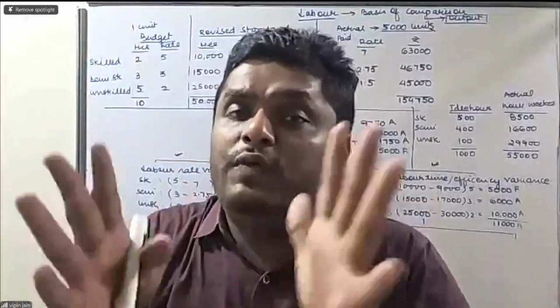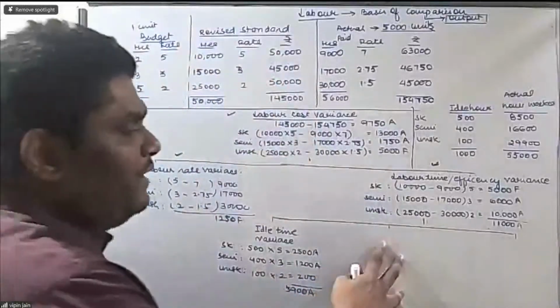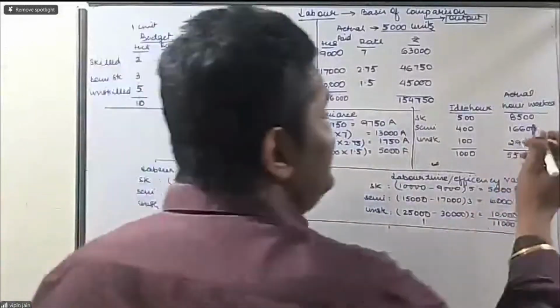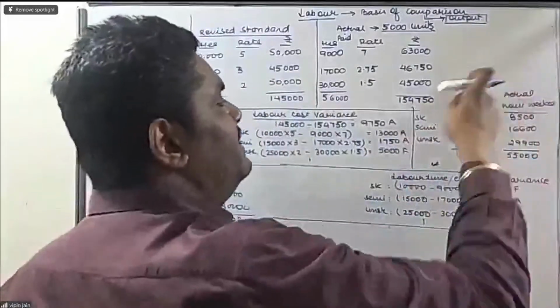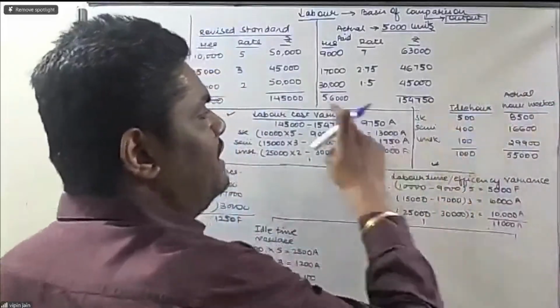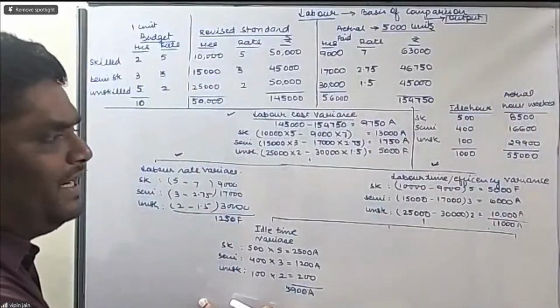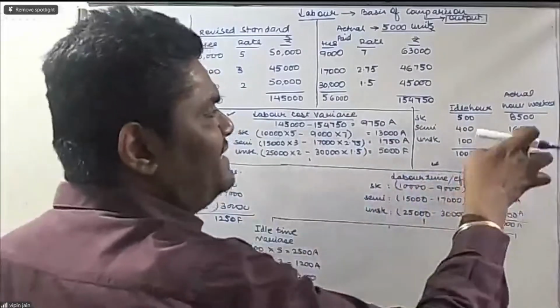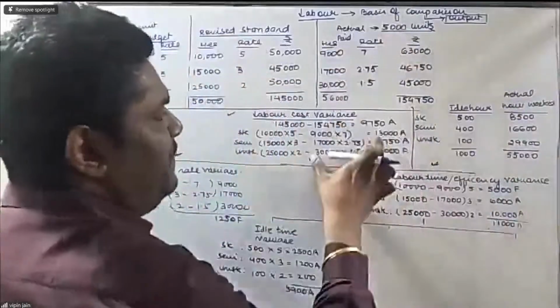Now we are left with a difference of 5,000 only. So from now onwards, for calculating mix and yield, these figures will be important, because the difference of 1,000 hours we have already considered separately as idle time variance. So for mix variance and yield variance, we will be taking the actual hours worked rather than hours paid.